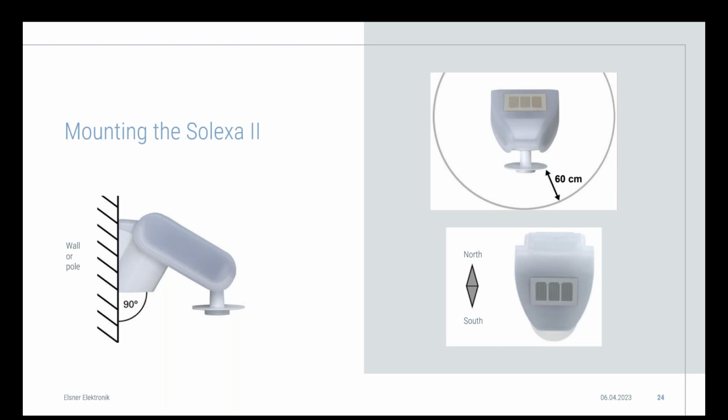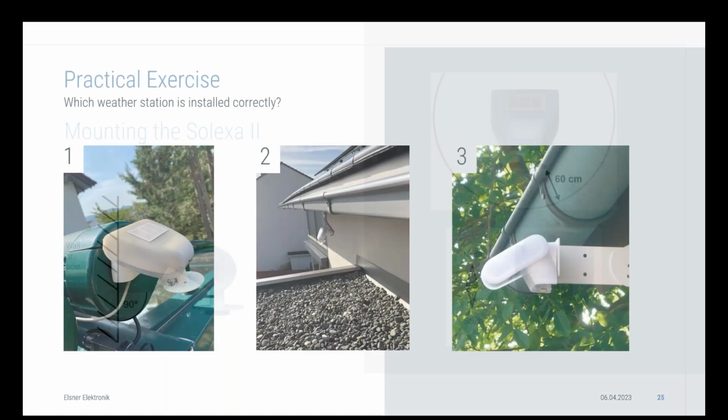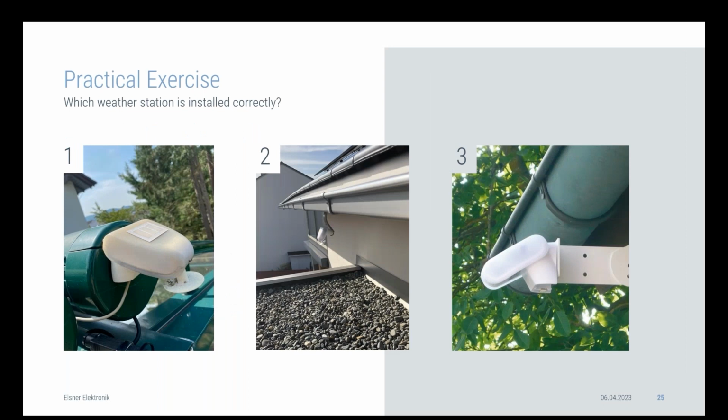Okay, now that we defined how to install the weather station correctly, we will jump into our first practical exercise. Here I have a little choice for you. There are 3 pictures of installed weather stations: 1, 2, 3. I will give you another 20 seconds and then we will start a little survey where you can simply log in your answer. Please have another look at the pictures. They will disappear in a second and we will start the survey. Another couple of seconds more. All right, let's jump into the survey.